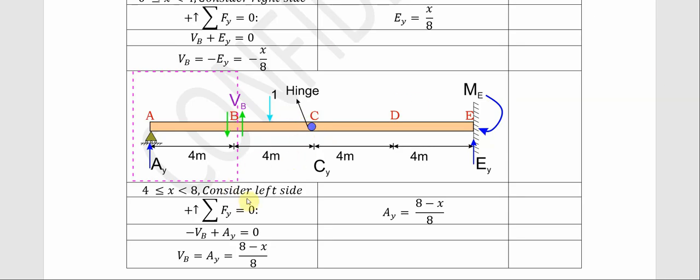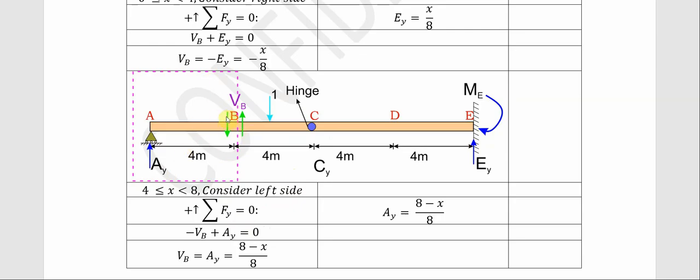What happens at this left side? Now let's say we are putting the load here, so we consider this side, and looking at it, we are summing forces along the Y axis equals 0. So that means I have VB and I also have AY. So if, for instance, I say AY is pointing upward, it will be AY plus VB.